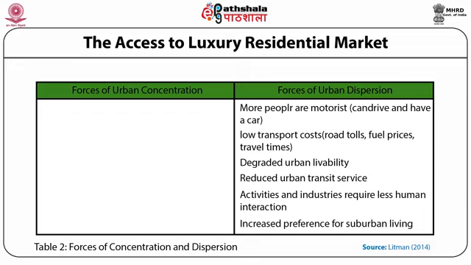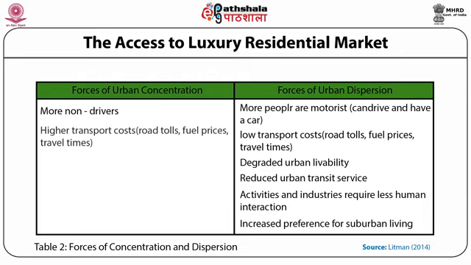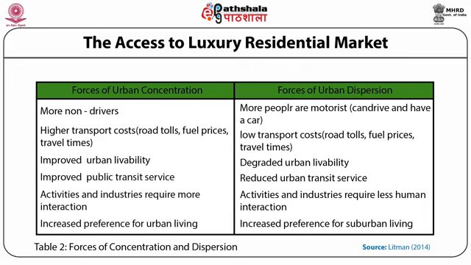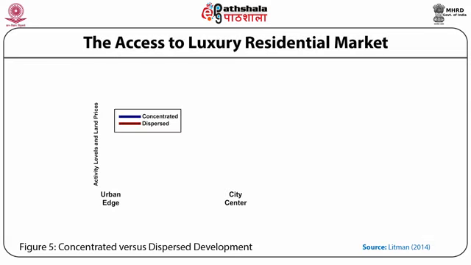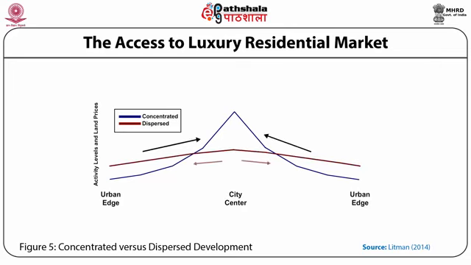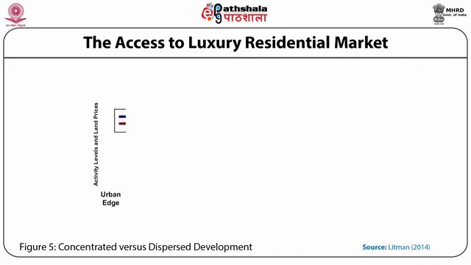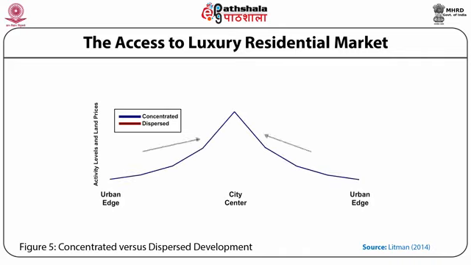increased preference for quiet, less polluted suburban living are some of the important forces that lead to urban dispersal. On the other hand, more non-drivers or fewer car or other vehicle owners, higher transport cost, improved urban livability, along with the desire to live near the hub of economic activity are the forces of concentration. The forces of concentration increase activity levels and land prices towards the city center. Forces of dispersion spread out activities and reduce the price difference between urban and suburban land.